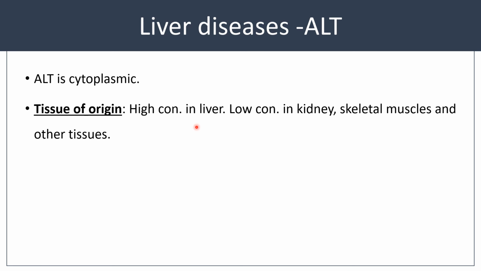So compared to AST, ALT is a better marker for liver damage. It's a very important viva question: which enzyme is a marker for liver damage, which is the more reliable enzyme? If this particular enzyme is elevated, it indicates liver damage. That enzyme is ALT, alanine transaminase, the more specific marker for liver damage.